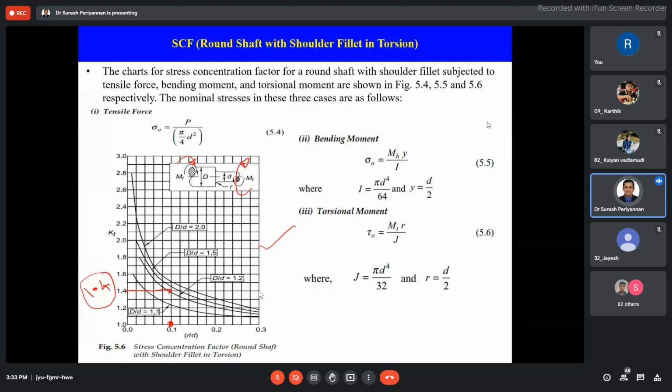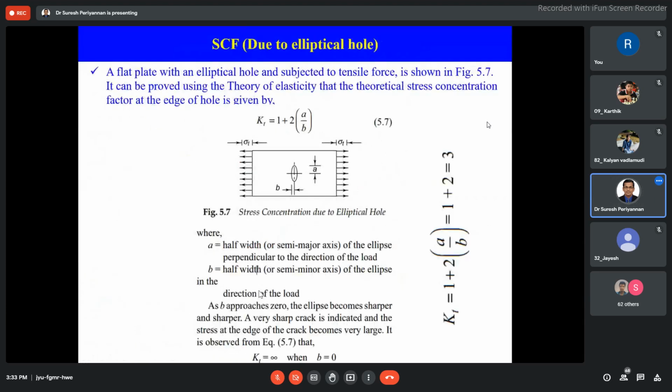Okay, please practice it. Now I come to the stress concentration factor due to an elliptical hole. Whatever we discussed in the earlier case was a hole of uniform diameter, but right now we are discussing an elliptical hole, and how the stress concentration factor varies. A flat plate with an elliptical hole subjected to tensile force, as seen in the figure.